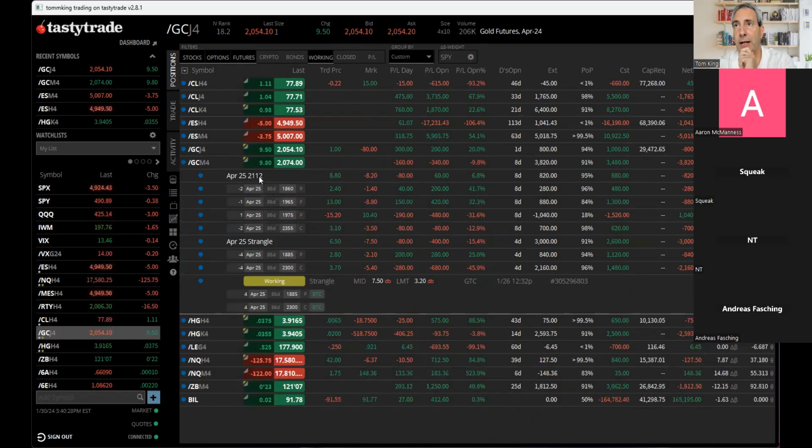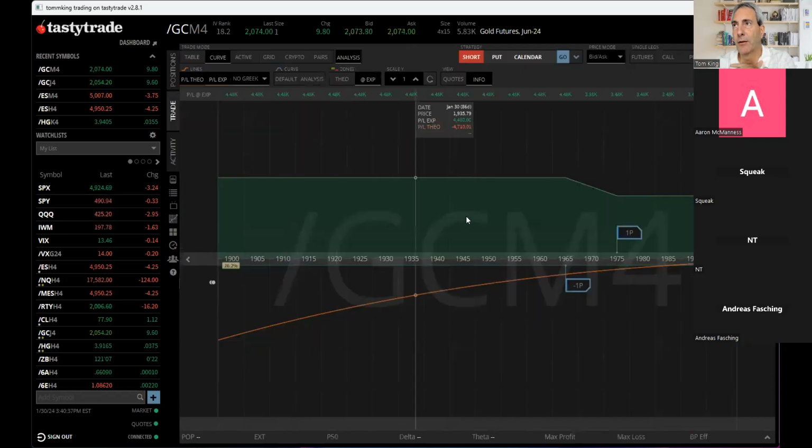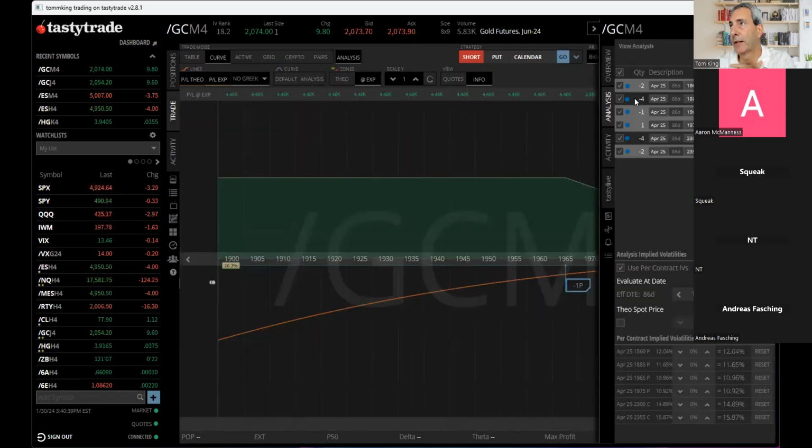Also in gold, we have a 2112 trade on here. We did this a little bit differently. Let's take a quick look at how this thing looks for you guys.